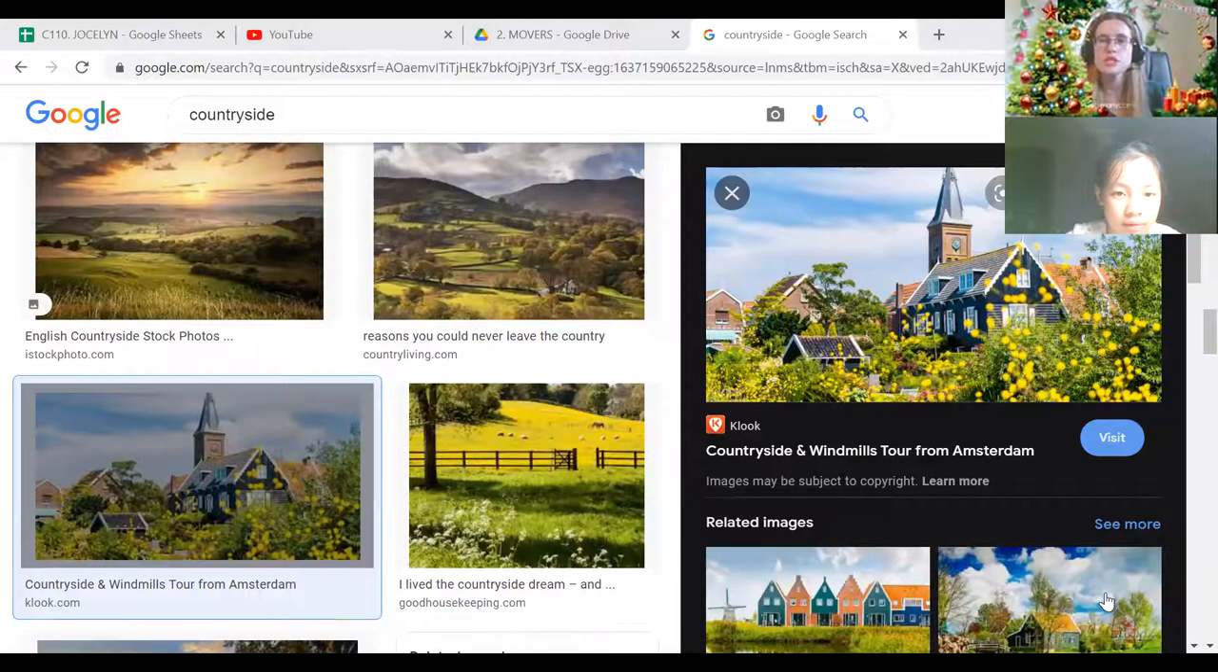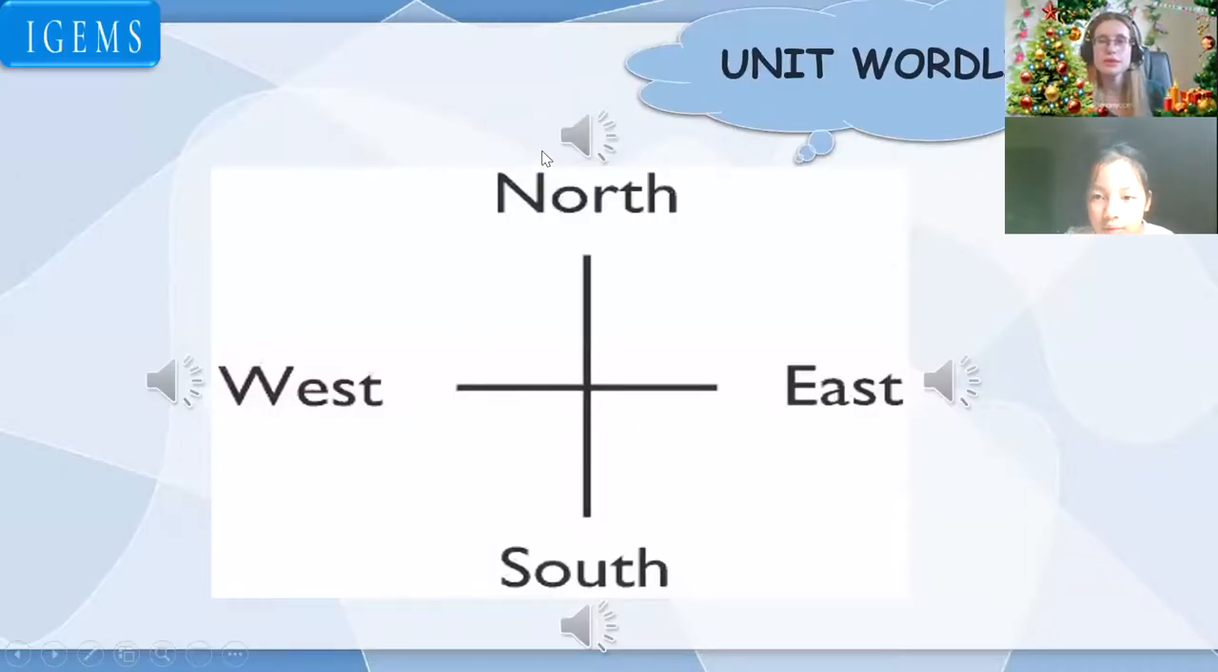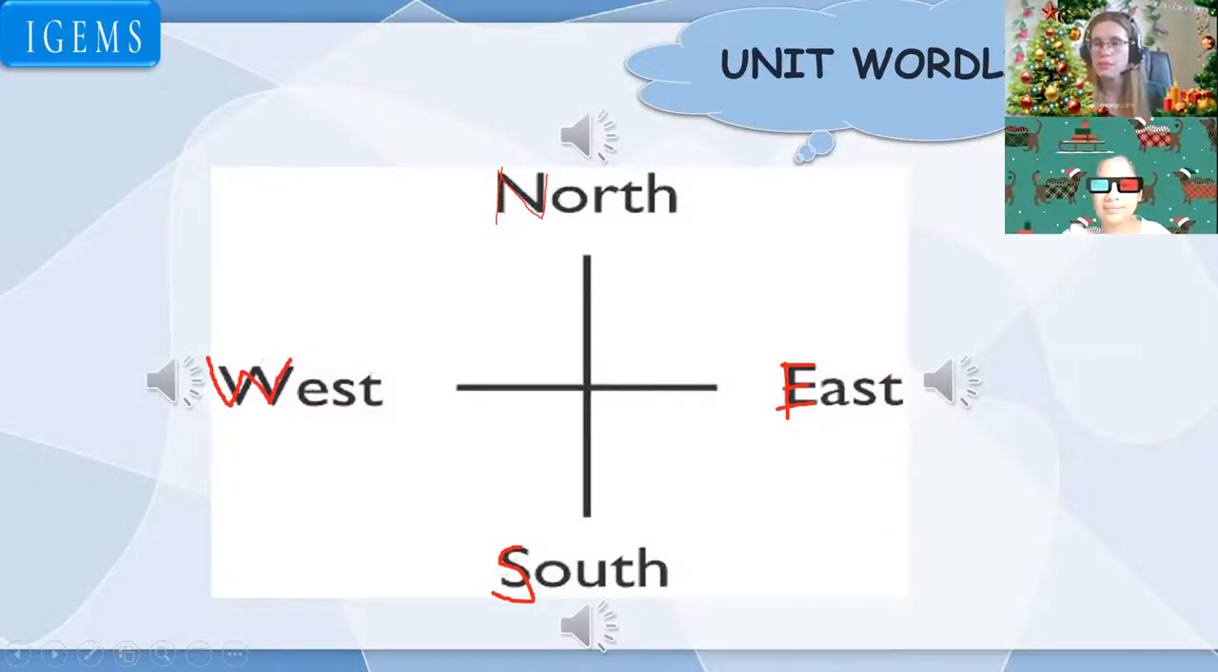Okay, so now we're going to speak about direction. The first one is north. North. Good job. Okay, good. East. East. South. West. Good work. So it's easy to draw a compass, okay?